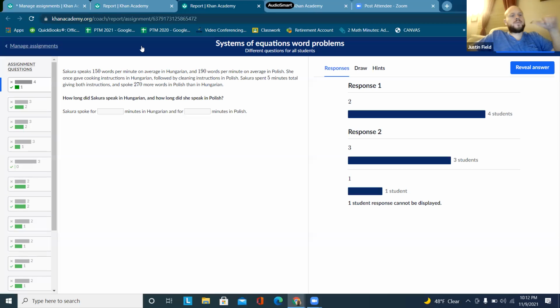All right. So Sakura, this one is system word problems. Sakura speaks 150 words per minute in Hungarian and 190 words per minute on average in Polish. She once gave cooking instructions in Hungarian, followed by cleaning instructions in Polish. Sakura spent 5 minutes total giving both instructions and spoke 270 more words in Polish than in Hungarian.